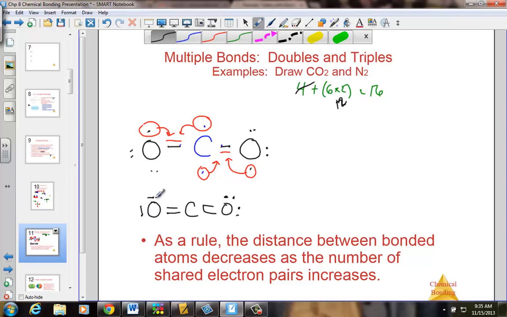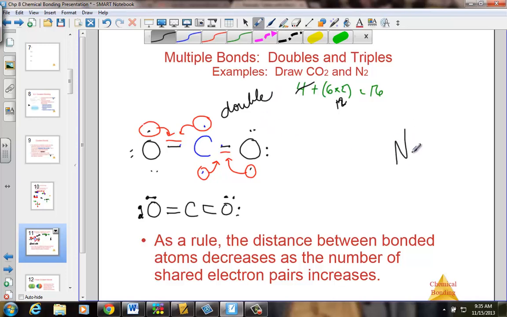Boy, that's not coming out very clean. I apologize. 1, 2, 3, 4. No line between them. They're just dots. Alrighty. C double bond in either direction to the oxygens. Now I can clearly see that oxygen has 8: 2, 4, 6, 8. Carbon has 8. They're all bonded, as well as the other oxygen. So here we drew what are called double covalent bonds, drawing 2 shared pairs.